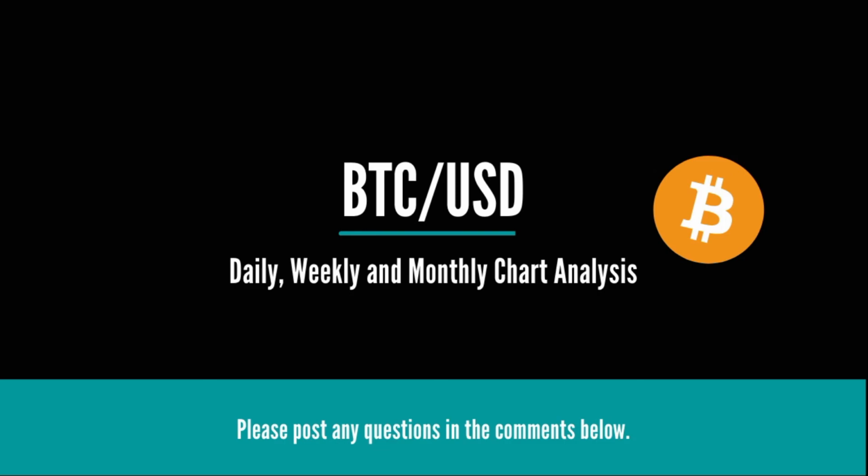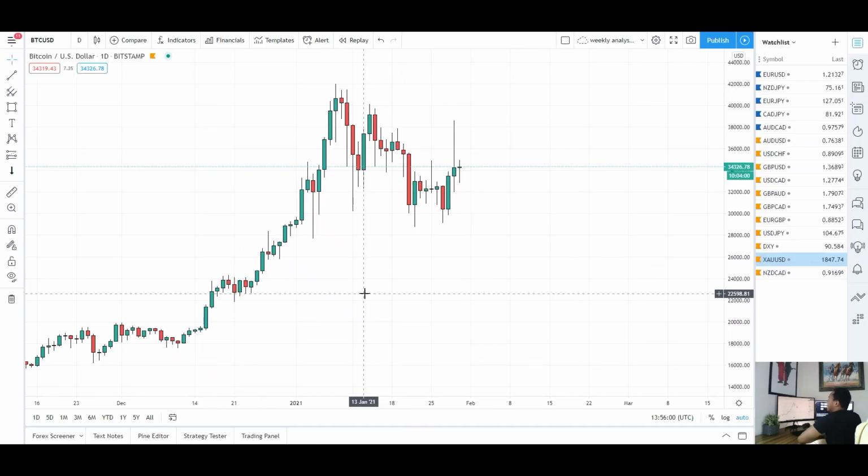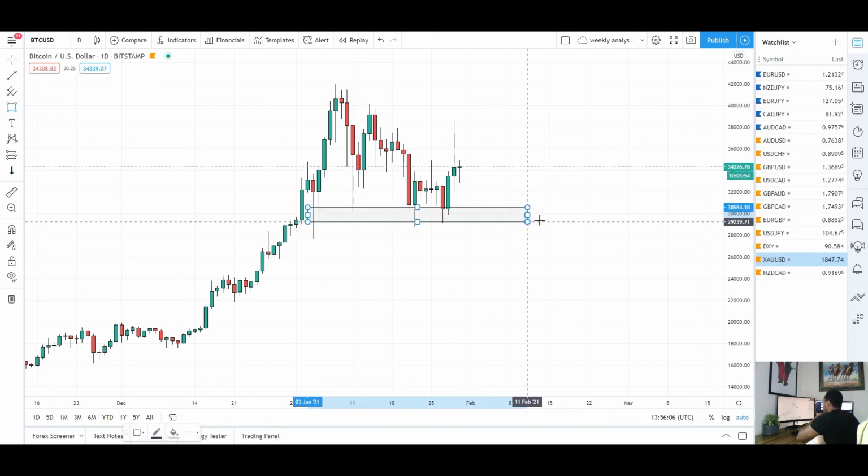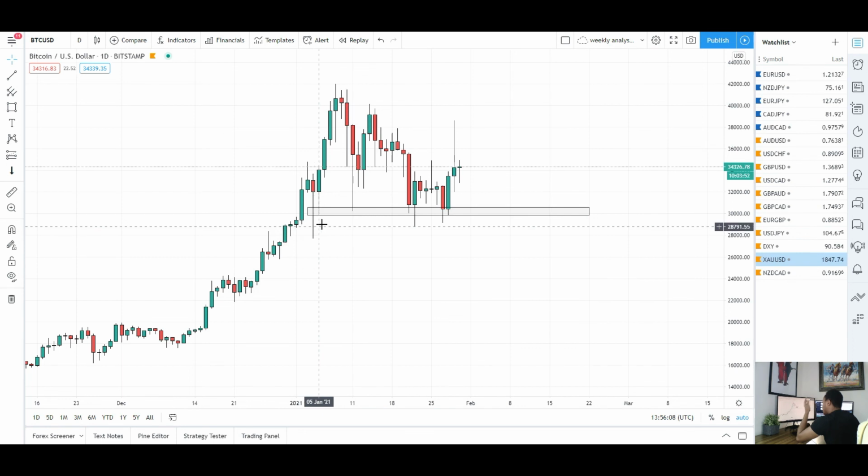And last but not least, we have Bitcoin. Now, Bitcoin so far on the daily chart is really holding a key level in the market, 30,000 as support. You can see it's a really key level of support, tested a couple of times there, tested it again there, tested it once and tested it twice recently, and so far it is holding.